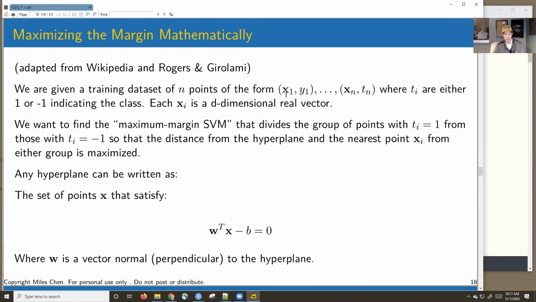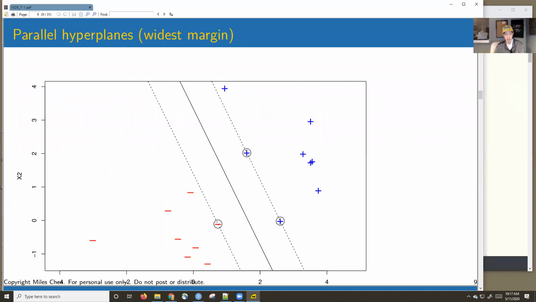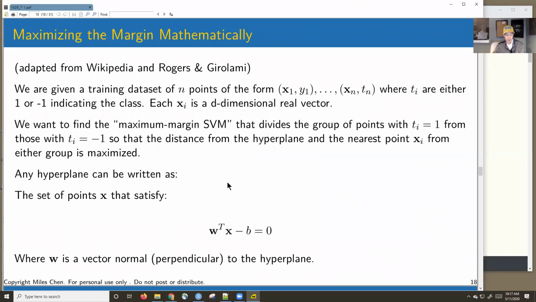Okay, and what we're trying to do is find this maximum margin SVM that will divide the group of points, where the positive values, the +1s, are on one side and the -1s are on the other side, so that the distance from the hyperplane to the nearest point from either group is maximized. This is just formally stating what it is that we want to achieve. We want this distance maximized, and these are the closest points here.